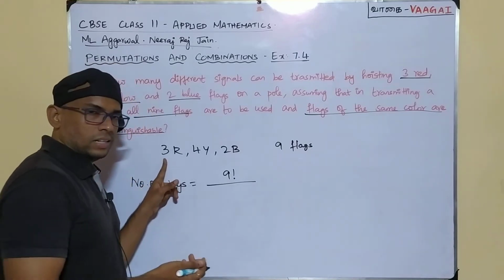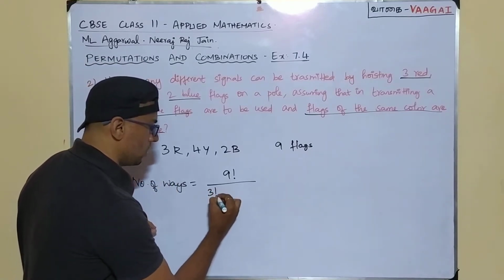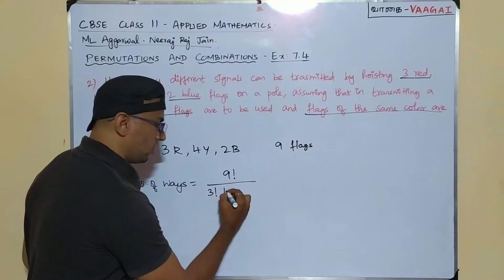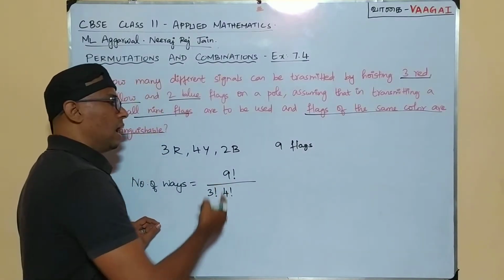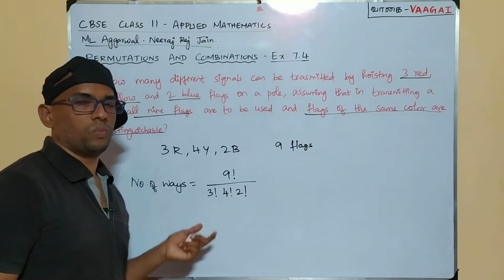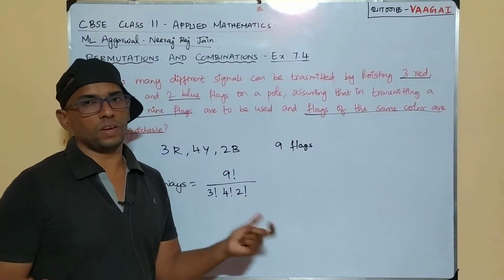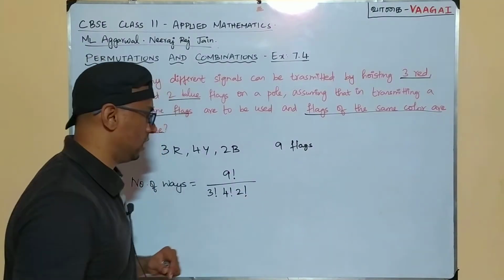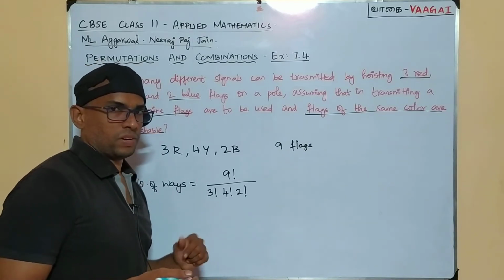So that means 3 red is there, so 3 factorial, and 4 yellow, for which we have a 4 factorial, and 2 blue, again we have a 2 factorial. So that's it. Now we simplify this expression, we can get the final answer. Very easily we can get the answer.